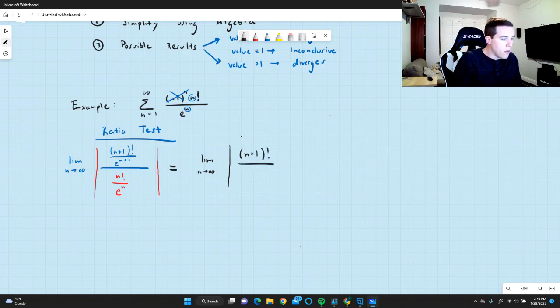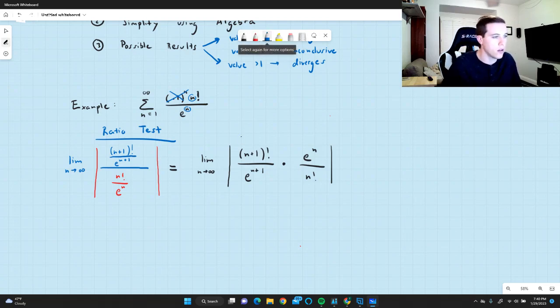So I'll keep this fraction on top as a fraction, but then I will multiply, flip, swap, multiply, whatever you want to call it. Multiply by the reciprocal, that's all I'm going to say. And now you have some simplifying to do. So this is where you need to know your exponent rules.